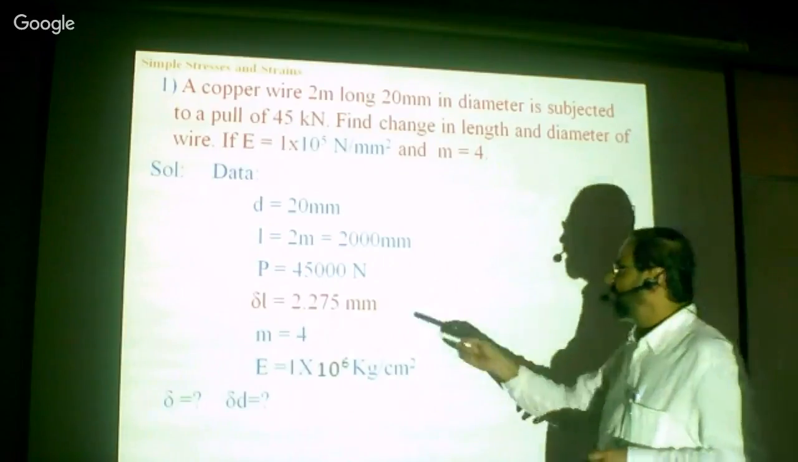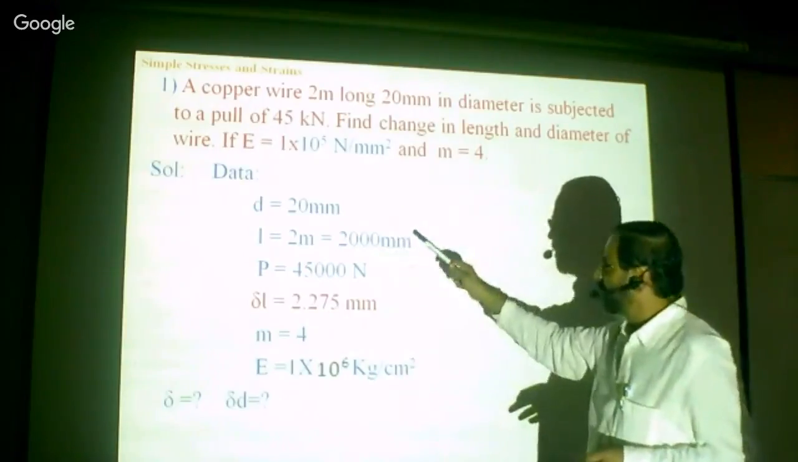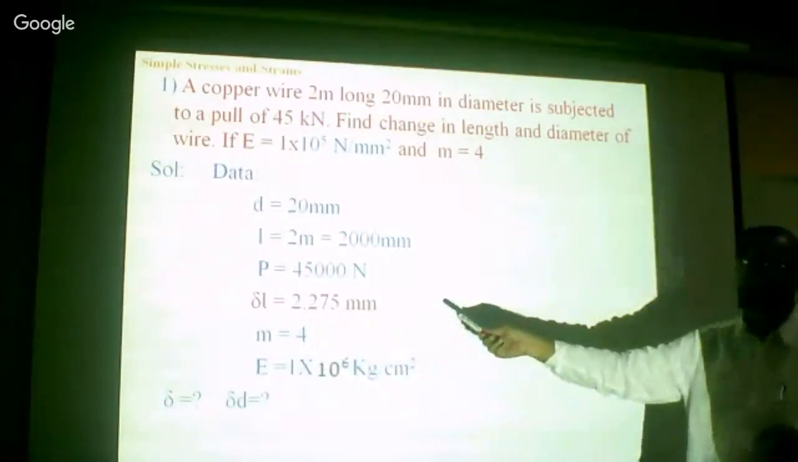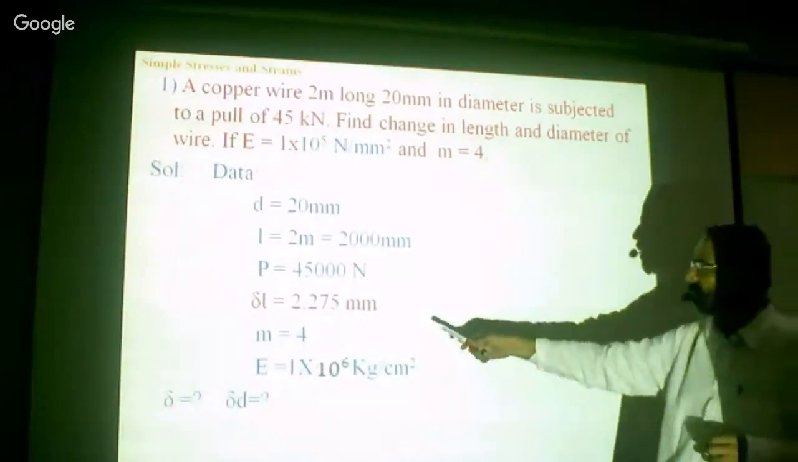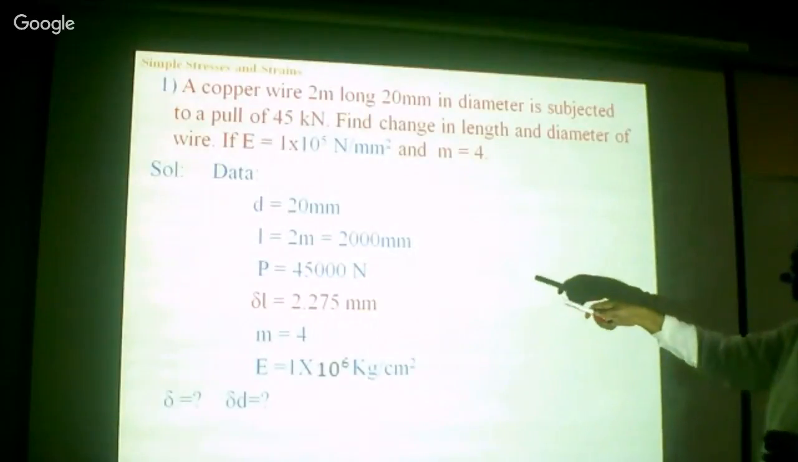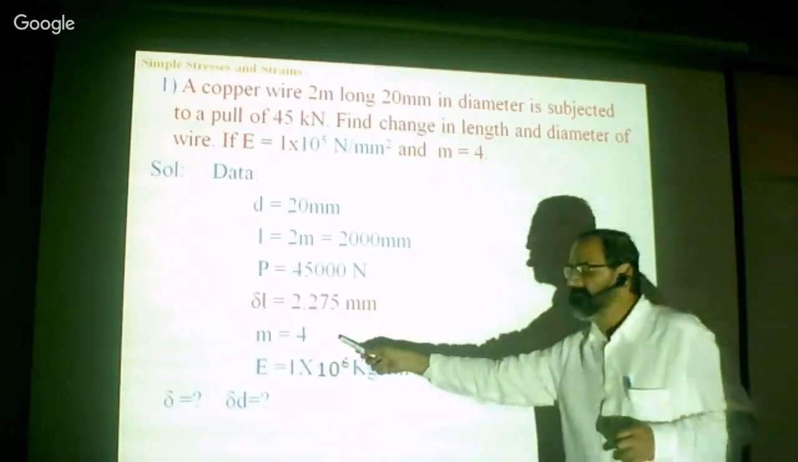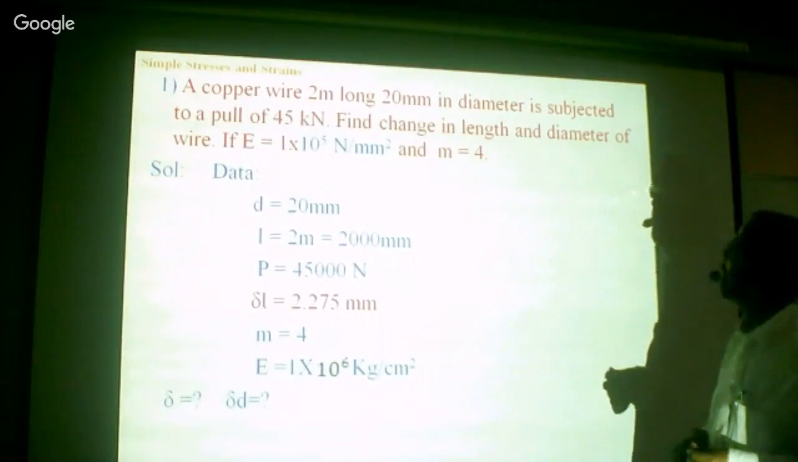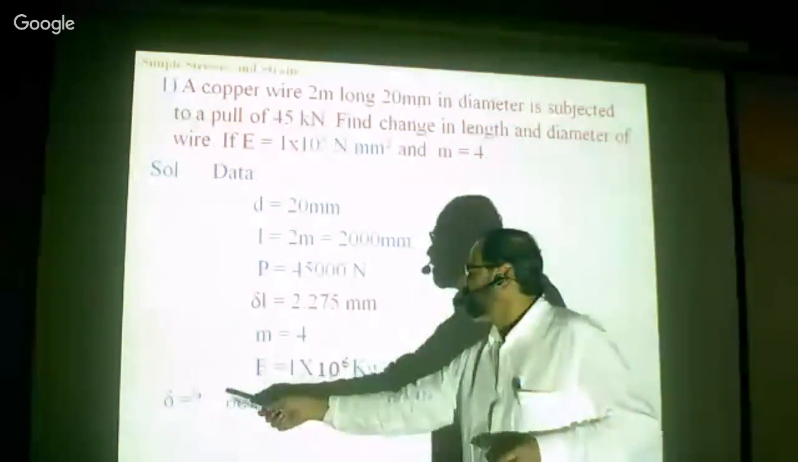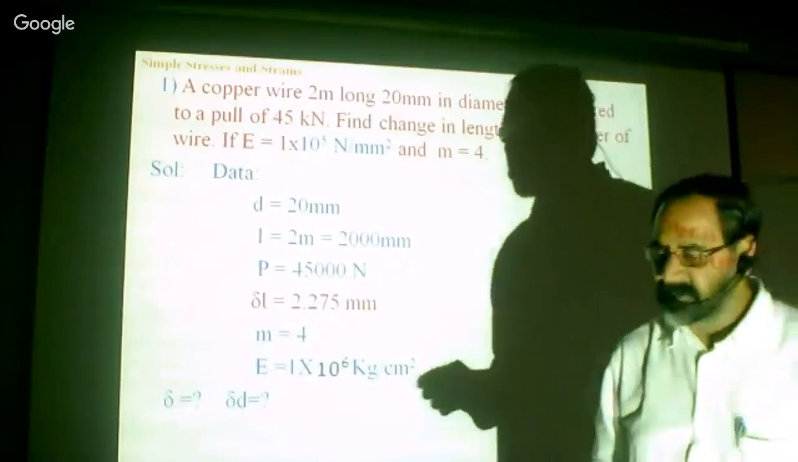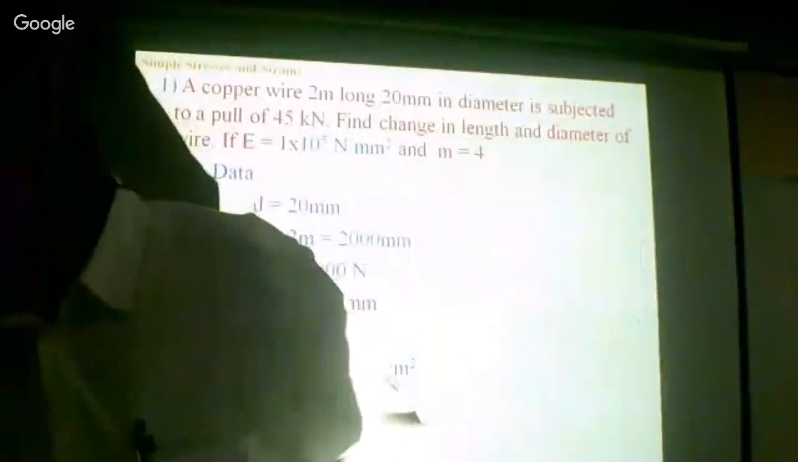Now write down the given data. Here m is given, so 1 by m is equal to 0.25. It is the Poisson's ratio. Now we need to calculate the change in length, delta L, and the change in diameter, delta D.